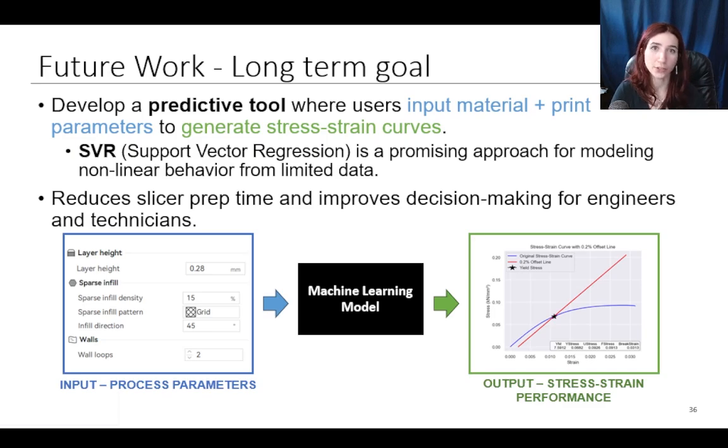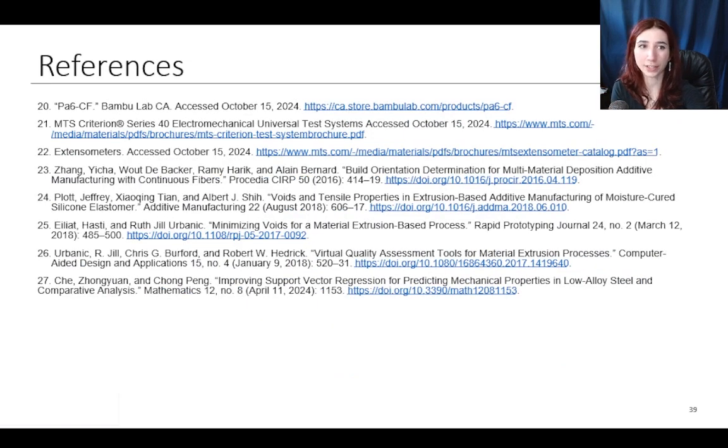Long-term goal is to collect all this data and develop a predictive tool where users can input their material type and print parameters to generate stress-strain curves in performance. Support vector regression seems to be a promising approach for modeling nonlinear behavior from limited data, and I've begun to explore this for one of my course projects. The idea of using a predictive tool is that it would reduce slicer prep time and improve decision making for both engineers and technicians. Here are my references in case you're curious.